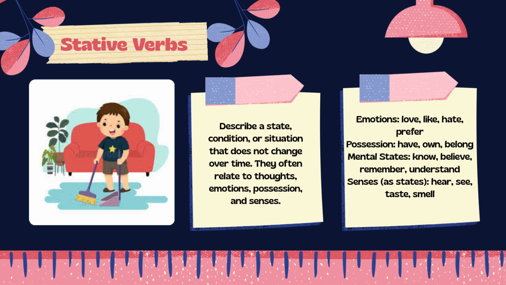Stative verbs describe a state, condition, or situation that does not change over time. They often relate to thoughts, emotions, possessions, and senses. For example, emotions: love, like, hate, prefer. Possessions: have, own, belong. Mental state: know, believe, remember, and understand. Senses: hear, see, taste, smell.